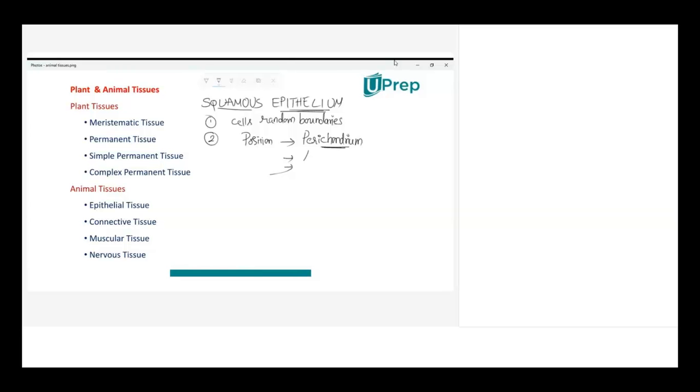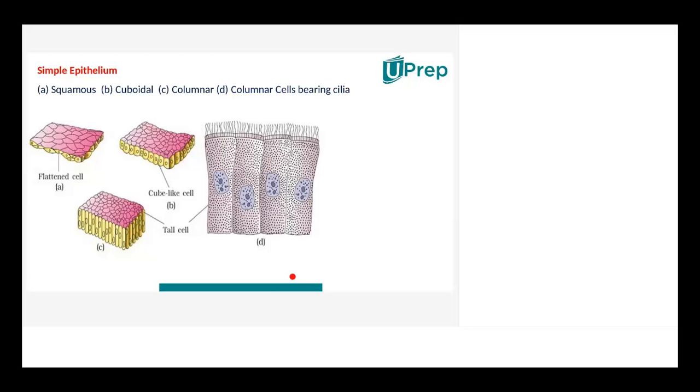And if the epithelial layers are present near the lungs, in the lungs we have some air sacs. I hope you might know this. What is the name of this air sac in the lungs? Any idea? Alveoli. Yes, sir, alveoli. So when they are present around alveoli, they are called squamous epithelium. Different terminologies are related to where squamous epithelium is present. This is what we are talking about, the simple epithelium.